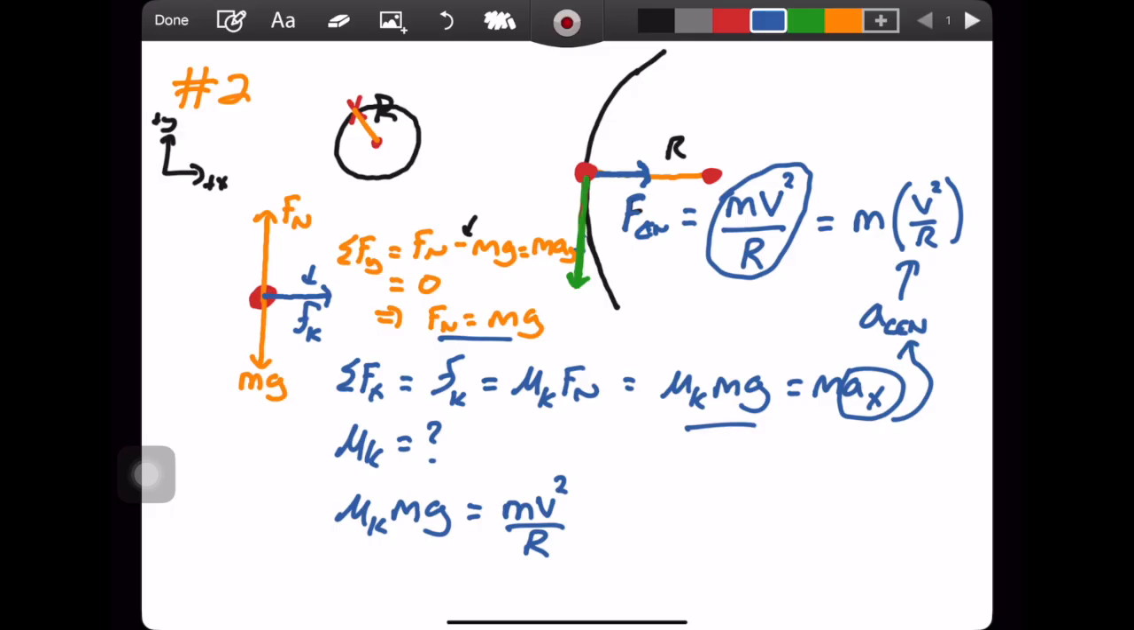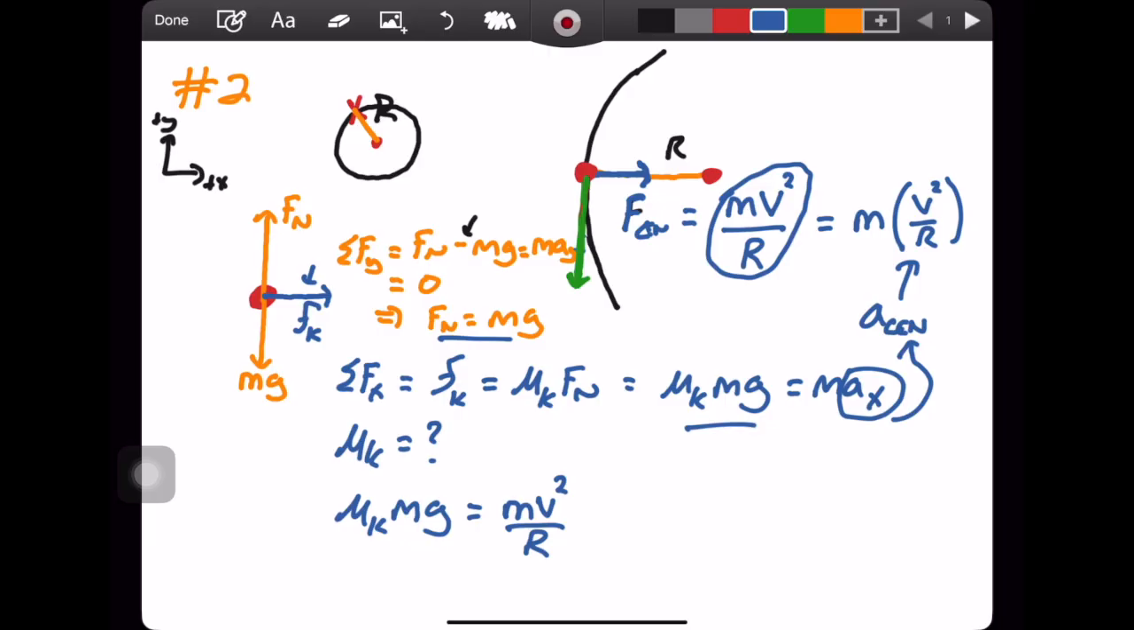The frictional force provides the centripetal force. I can't emphasize enough that a centripetal force isn't a thing by itself. It's a force that just happens to supply rotational motion. It could be, in this case, friction against the road.